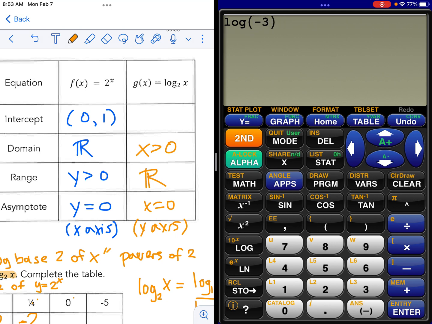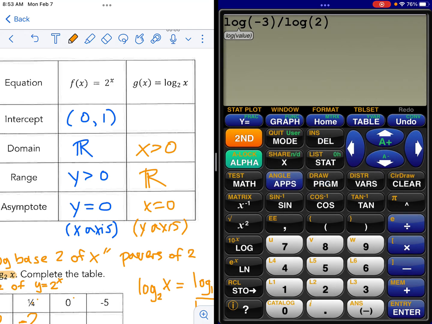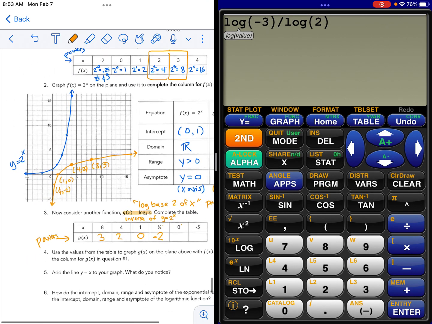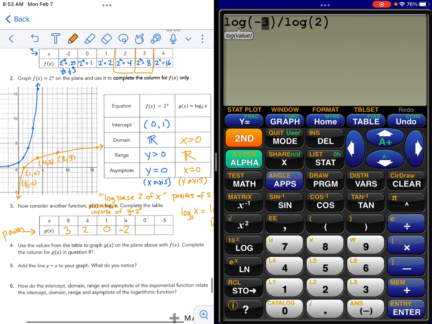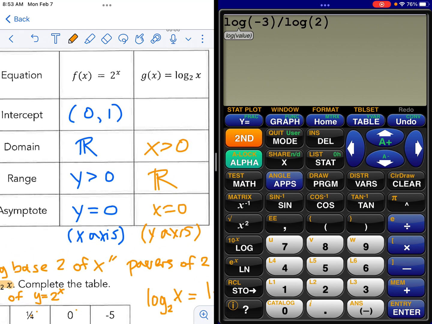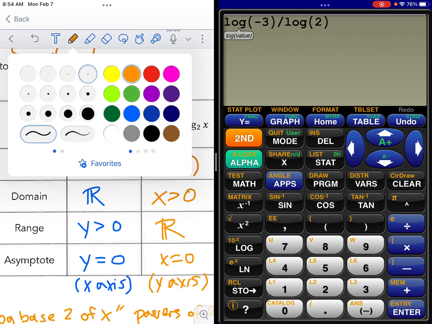If I take the log of negative 3 divided by the log of 2, because I have to get it back into base 2, it tells me on my calculator screen that I get an error. It can't calculate it, okay? And then we can see that in the graph. We can't use negative values of x on logarithmic functions, just like we don't get negative values on exponential functions. And in this case, it's an x-intercept of 1 comma 0.